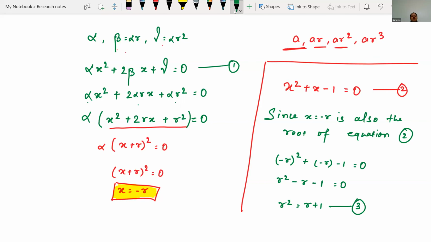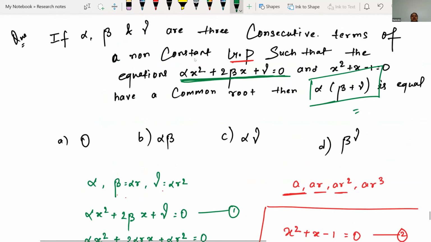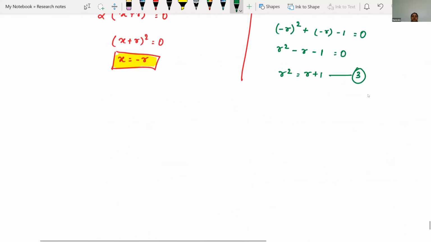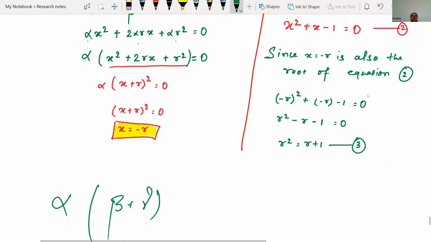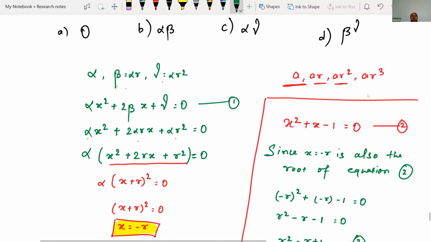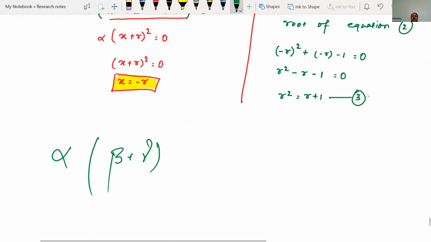Let's keep it aside for a while and let's see what exactly we need to find. We have to find the value of alpha in bracket beta plus gamma. This one's value we have to find, whether it is 0, whether it is alpha beta, whether it is alpha gamma, whether it is beta gamma. We have to do the simplification over here to get the value of this one.